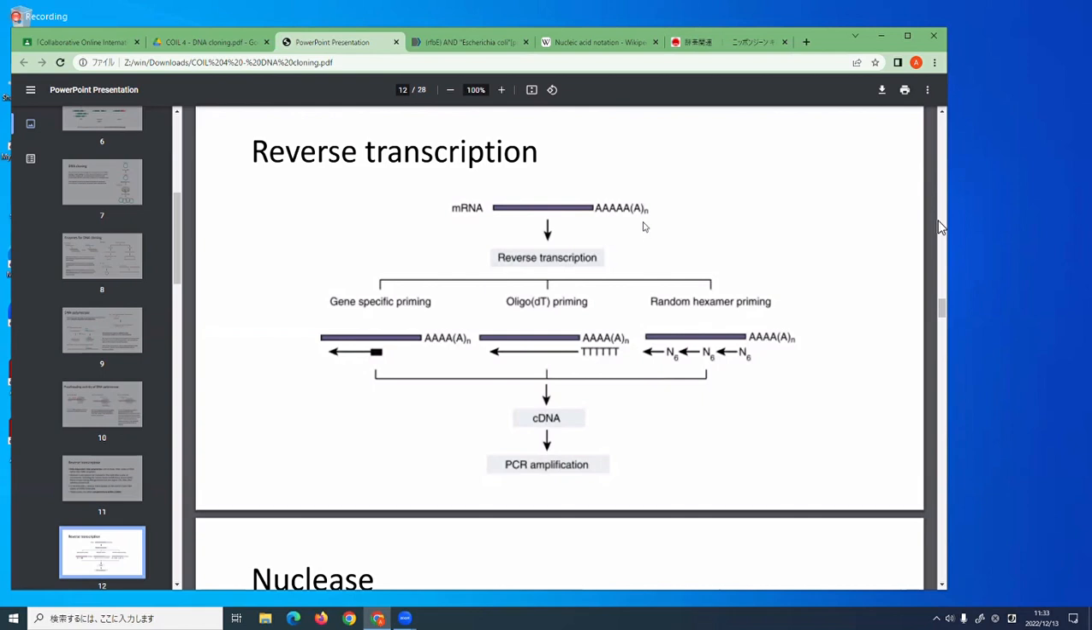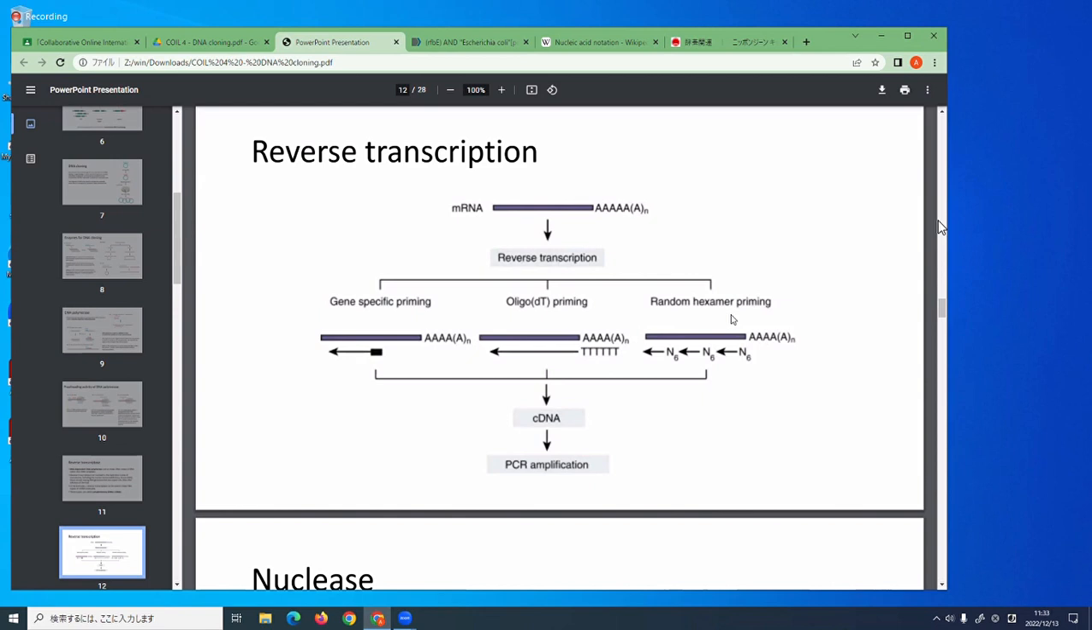You can use a poly T primer, right? And this will produce a DNA based on the RNA template, right? So you can use an oligo dT primer, or you can use a random hexamer primer. So this is a primer, hexamer, which means it's a 6 base primer.